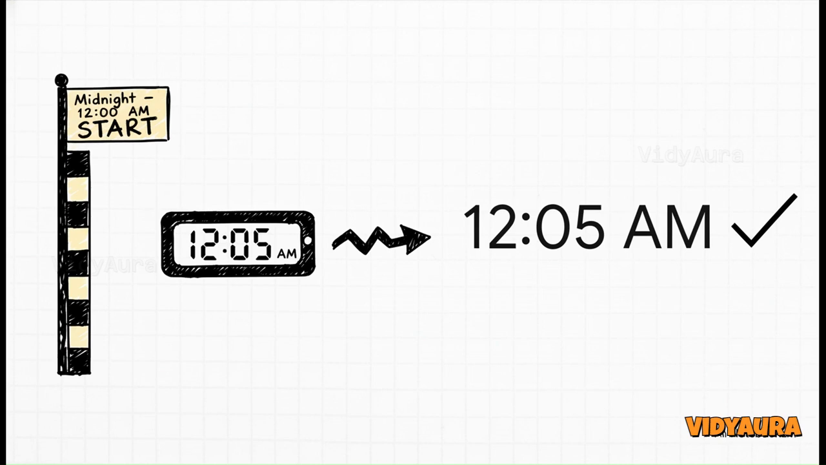So we call that 12 a.m. That's the start of the morning. So if it's just 5 minutes after midnight, we're still in that before midday period. And that means the time is 12:05 a.m.